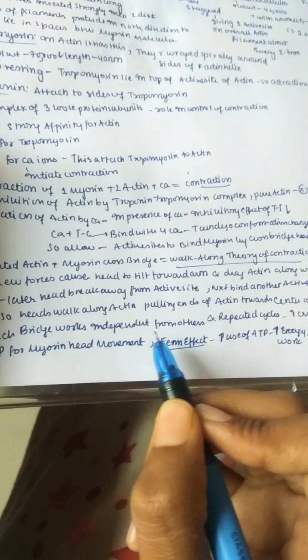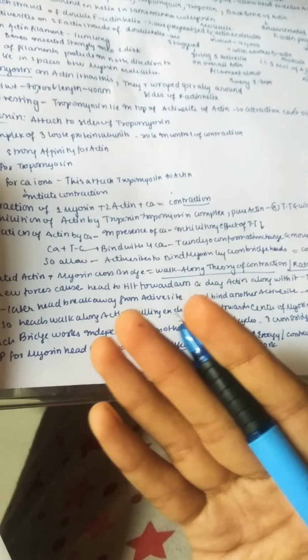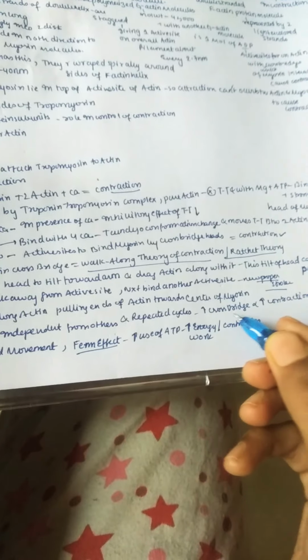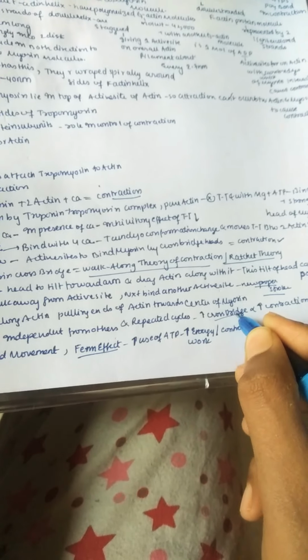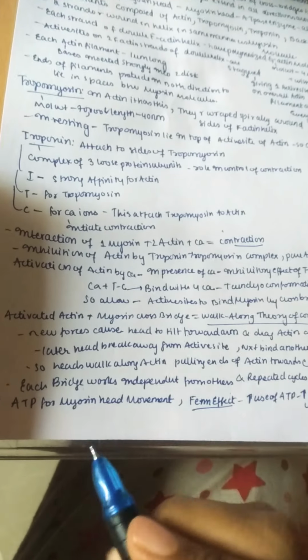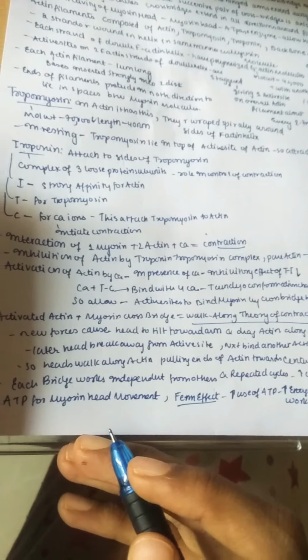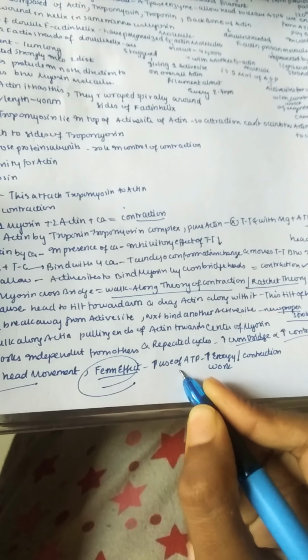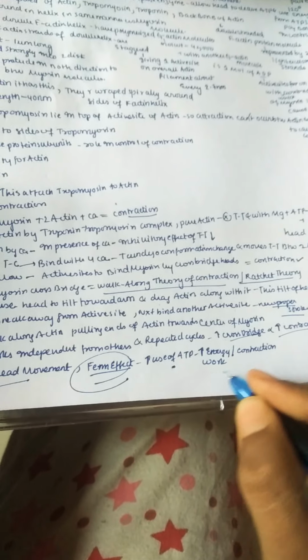So each bridge works independently from the others, meaning it uses its own energy, it works as an independent unit, and repeated cycles go on. Whenever there is a higher amount of cross-bridges in an actin-myosin, you can understand it is having a higher amount of contraction. ATP is required for myosin head movement, and the Fenn effect is nothing but an increase in the use of ATP. More ATP is required if there is more work or more contraction going on. That's what Fenn has said to us.